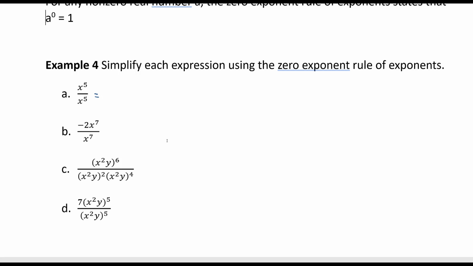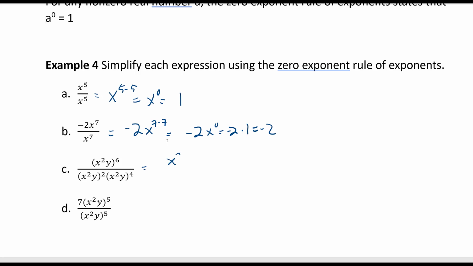So x to the 5th over x to the 5th, that's x to the 5 minus 5, which is x to the 0, which is 1. This would be negative 2x to the 7 minus 7, which is negative 2x to the 0, negative 2 times 1, which is negative 2.